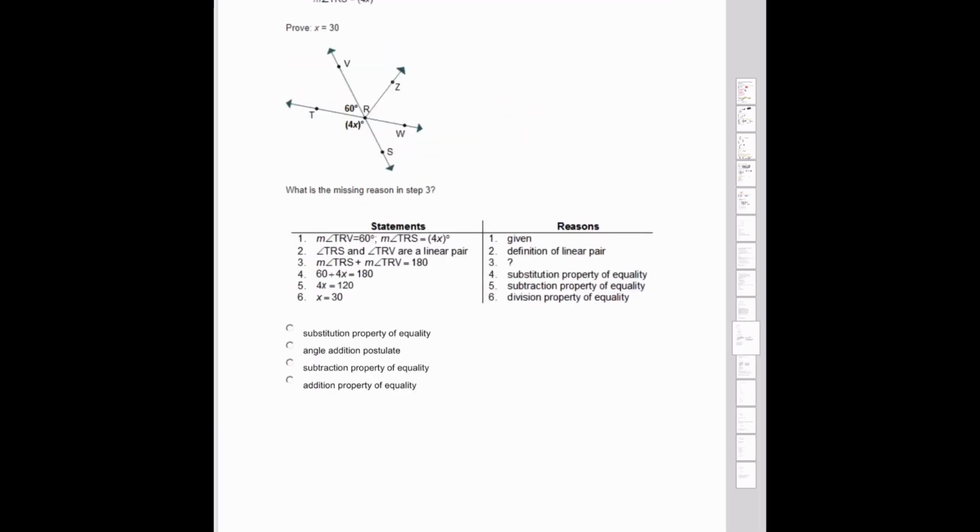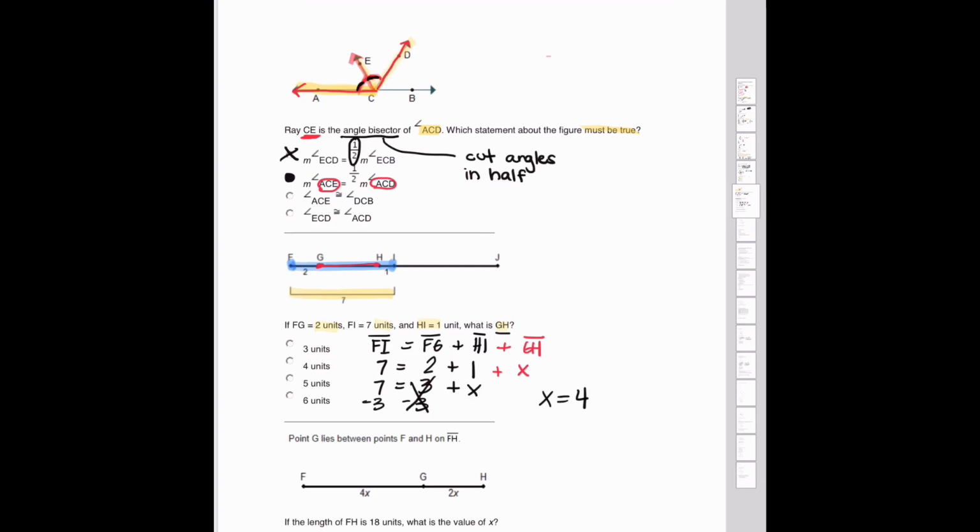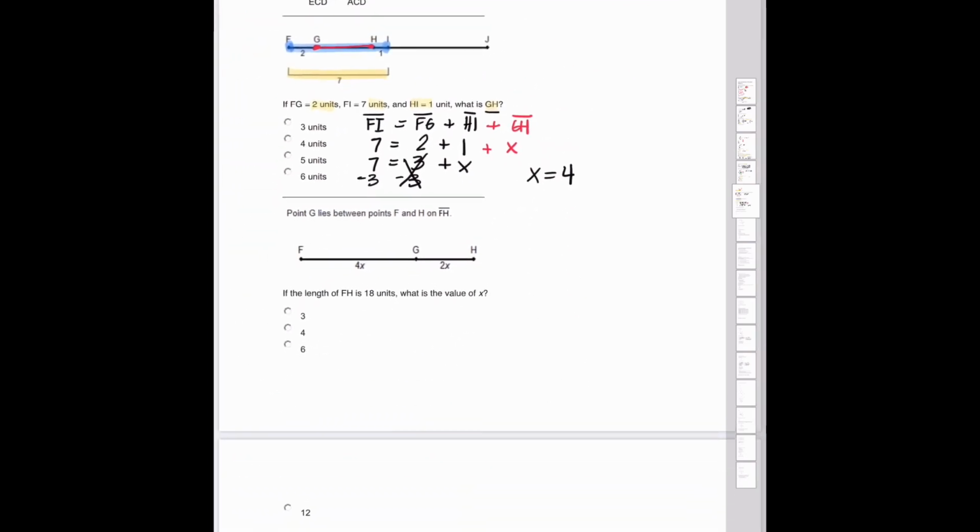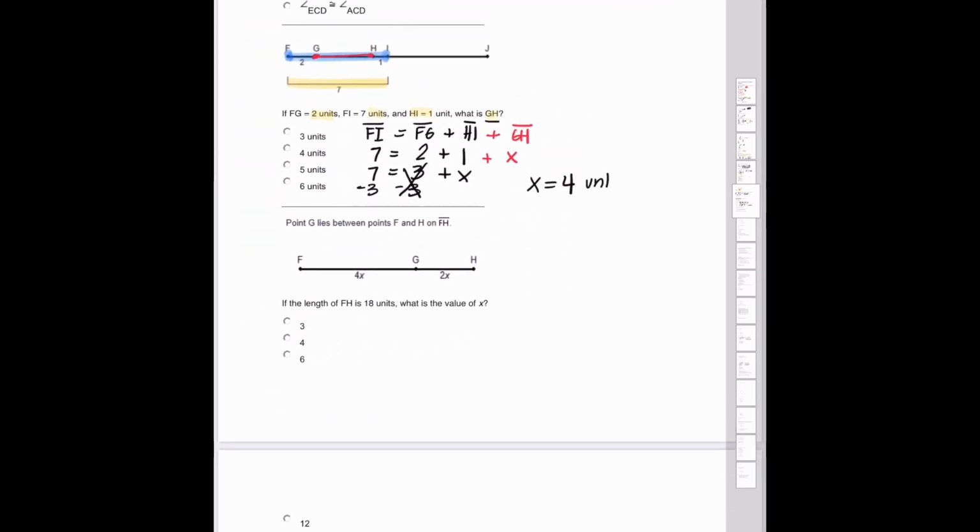Oops, sorry guys. x is equal to 4 units. Let us remember that x was equivalent to the length of line segment GH, so it's reasonable to assume that GH is equal to 4 units. Let's look at the next problem.